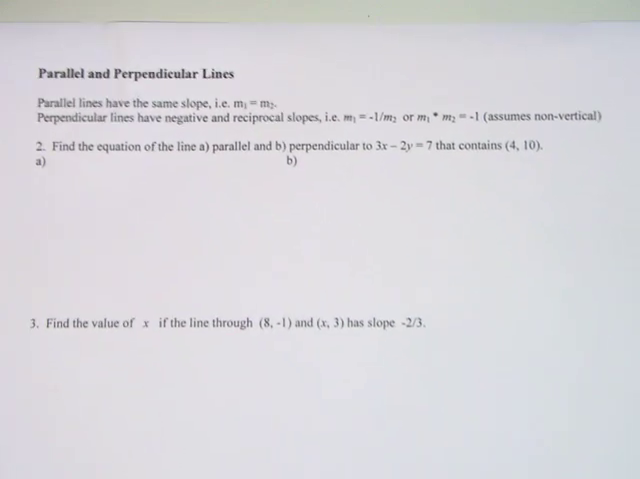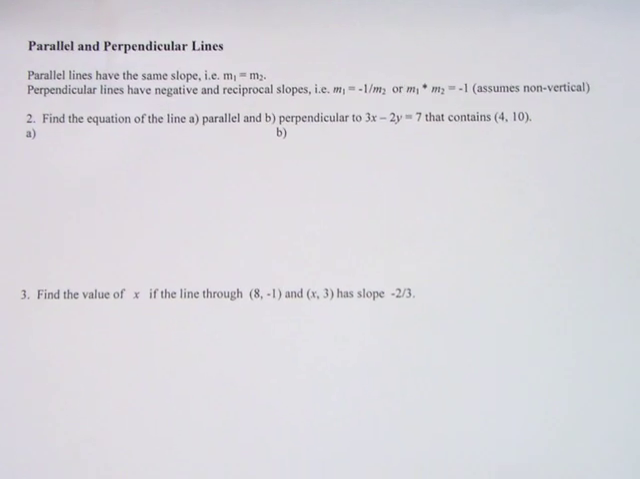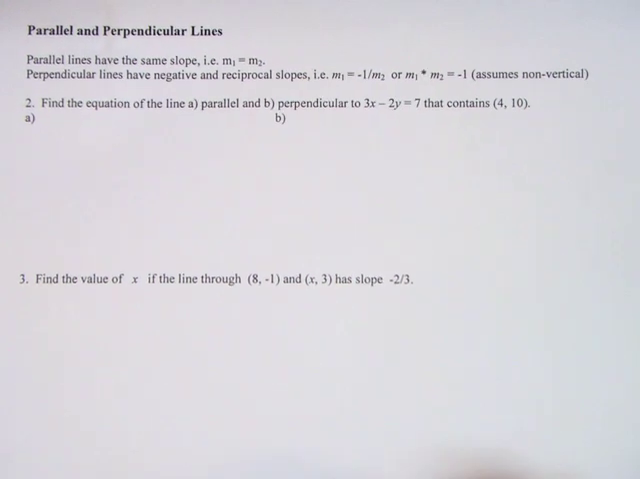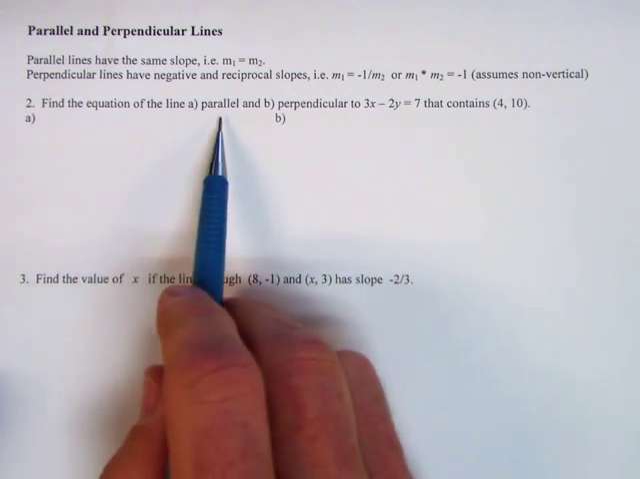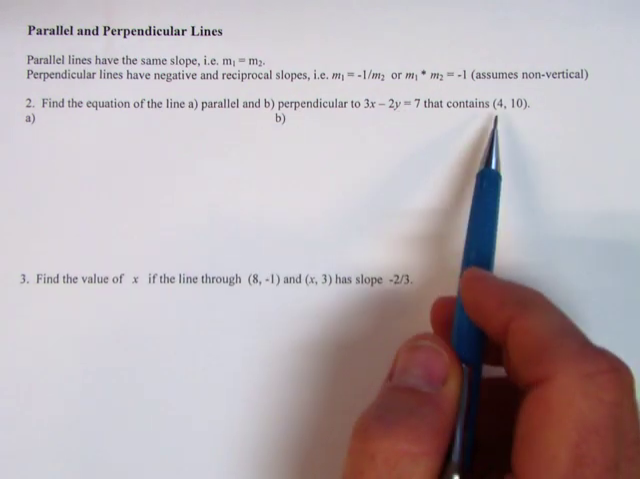Parallel and perpendicular lines. Parallel lines have the same slope, i.e. the slopes are equal, m1 equals m2. Perpendicular lines have negative reciprocal slopes, m1 equals negative 1 over m2, or m1 times m2 equals negative 1. This assumes non-vertical lines. Find the equation of the line parallel and perpendicular to this given line that contains the point 4, 10.